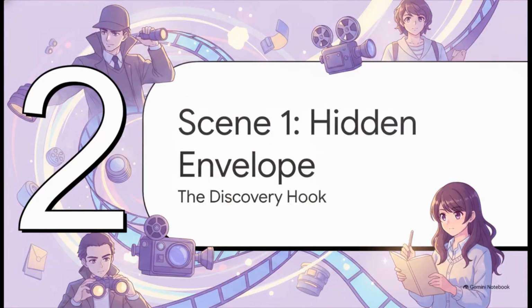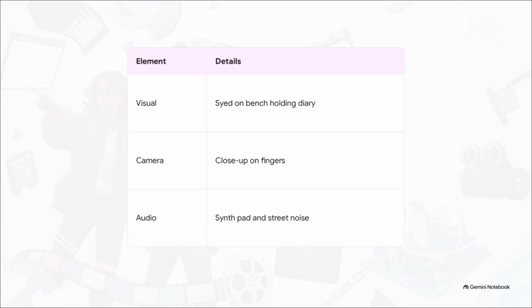Moving right along to Section 2, Scene 1, Hidden Envelope, Crafting the Discovery Hook. So we've got 3 distinct layers working in perfect harmony here to build our initial hook. Visually, Syed is sitting outside a station, holding a phone and a diary. But the real focal point? That sealed white envelope with a pressed flower tucked into the back fold.